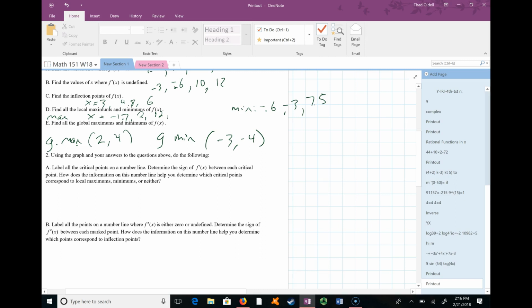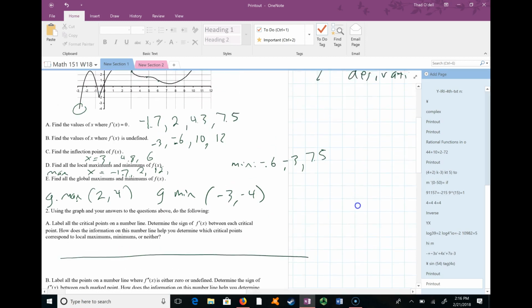Using the graph and your answer to the questions above, do the following. Label all the critical points on a number line. Determine the sign of f prime of x between each critical point. How does the information in this number line help you determine which critical points correspond to local maximums and local minimums? Okay, so we're going to go across here.